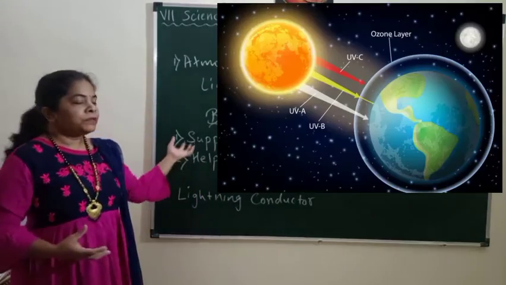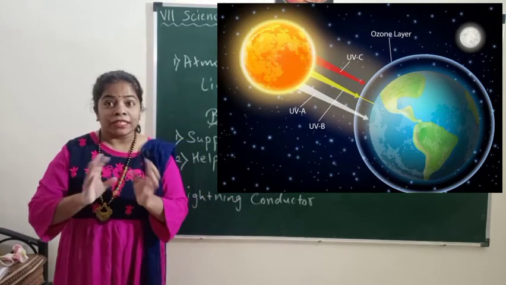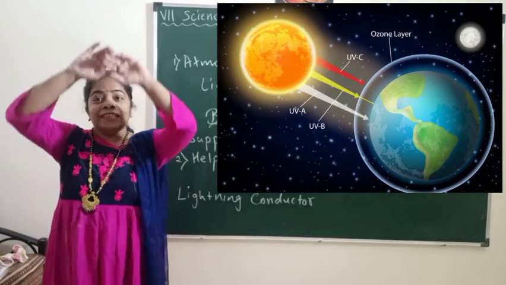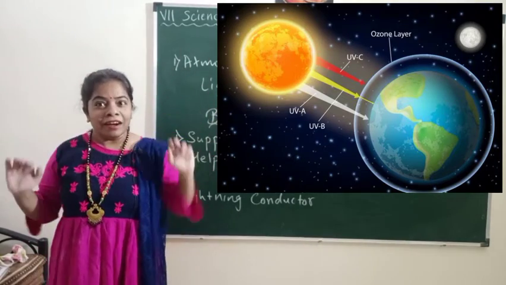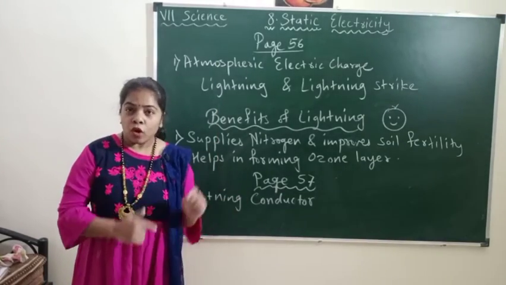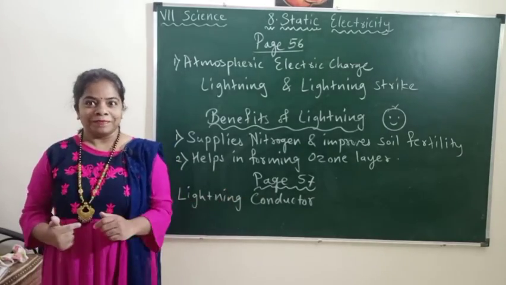Next one, helps in forming the ozone layer. Chemical reactions between oxygen atoms take place and the ozone layer is produced. It is a protective layer around the earth, which we know. So, there are benefits of lightning and thunder along with destruction.